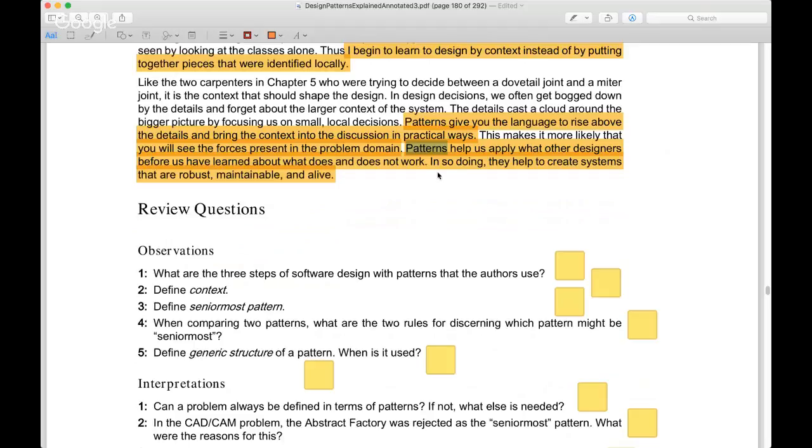And in the correct approach, they're more robust, maintainable, and alive. And you need to read the book just to discover what aliveness is. It's simple and it's complex at the same time.